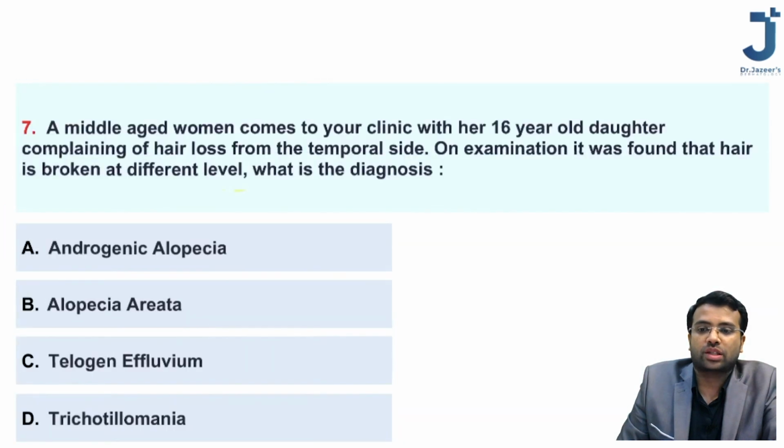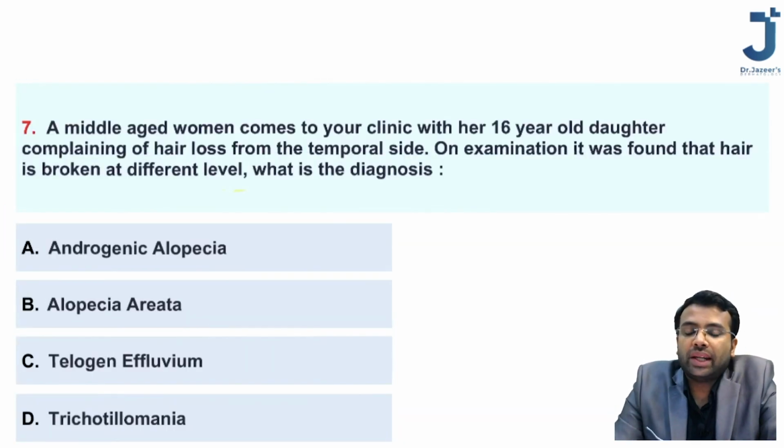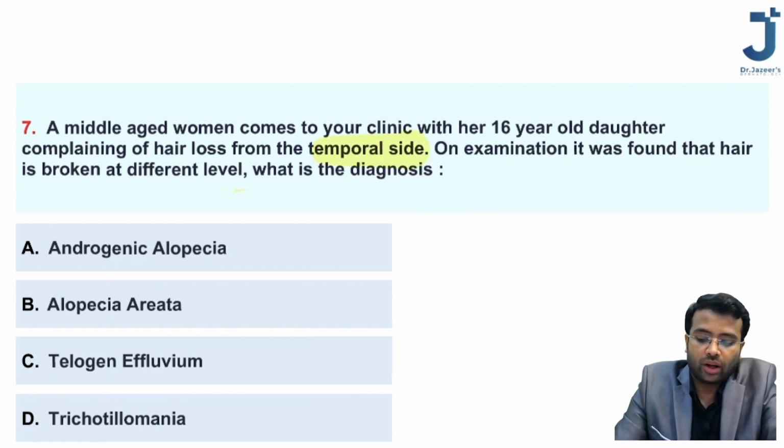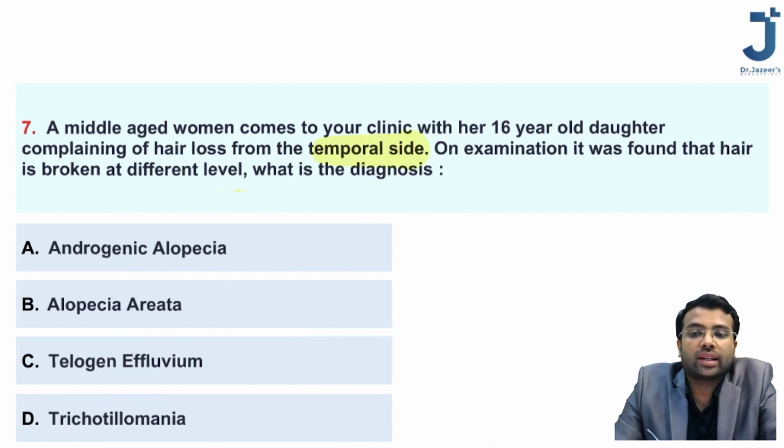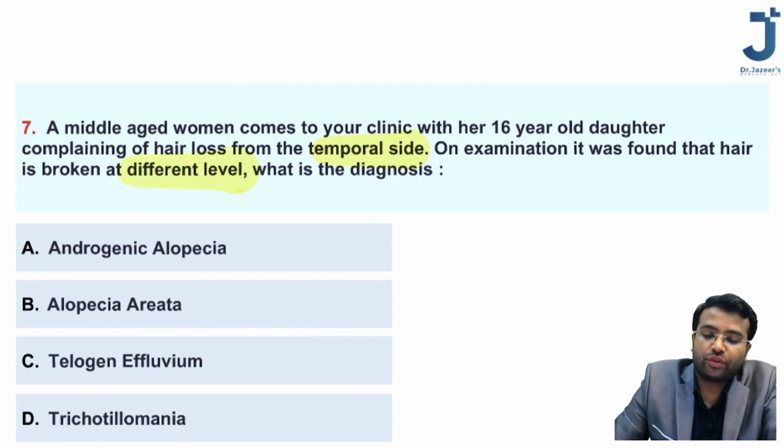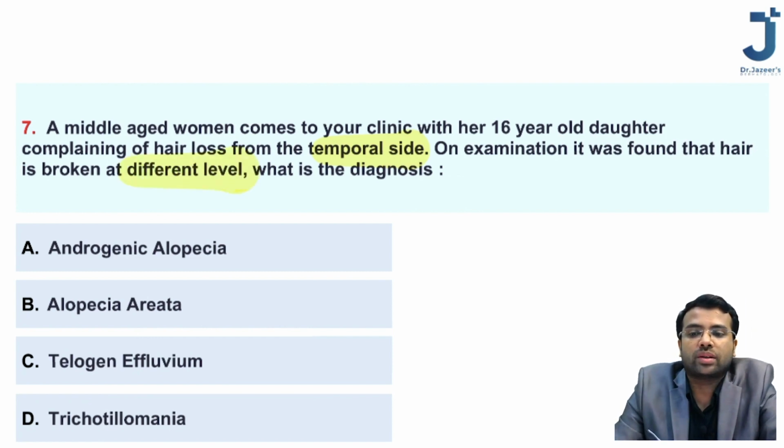So let's see the next question. A middle-aged woman comes to your clinic for her 16-year-old daughter with complaints of hair loss from the temporal side. On examination, it was found that her hair is broken at different levels. So what is the diagnosis? Is it androgenic alopecia, alopecia areata, telogen effluvium, or trichotillomania?